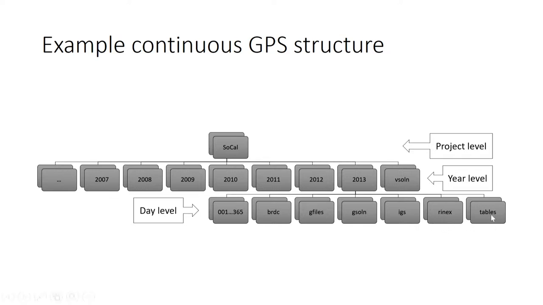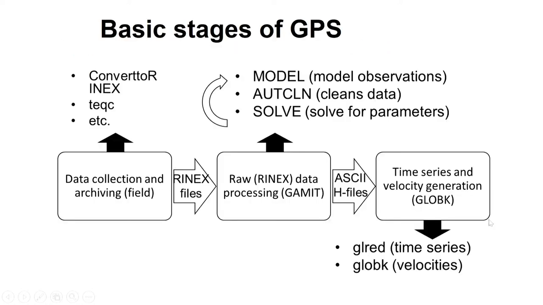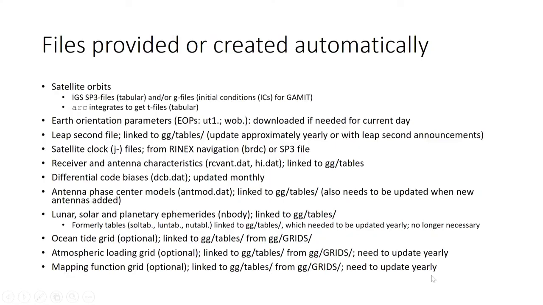And in this tables folder, you have to do so many setups basically, like processing setup, you have to update station info, and then so many data you have to download. All those things we have to take care of in the tables. After the completion, this is a schematic diagram, a flow chart of how you can do this data processing in this format. After getting the h file from GAMIT processing, you can generate the time series as well as velocity with the help of these commands, glred and globk. These two commands give you the time series and velocity using the Kalman filter.